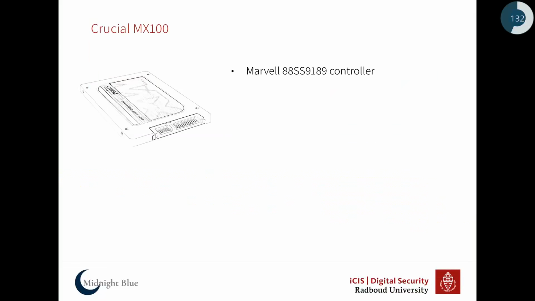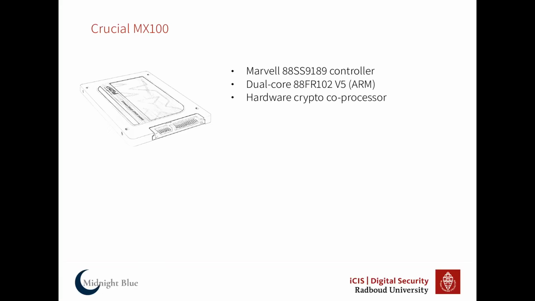The first one is the Crucial MX100. It has some Marvell controller. There's no documentation whatsoever, so we used reverse engineering for all of it. It has a dual-core, basically ARM controller. It's some proprietary design, I believe. And of course, it has a hardware crypto coprocessor in order to cope with the bandwidth of ATA, because this thing obviously isn't powerful enough. Although it's quite powerful, it's in the range of a Raspberry Pi.